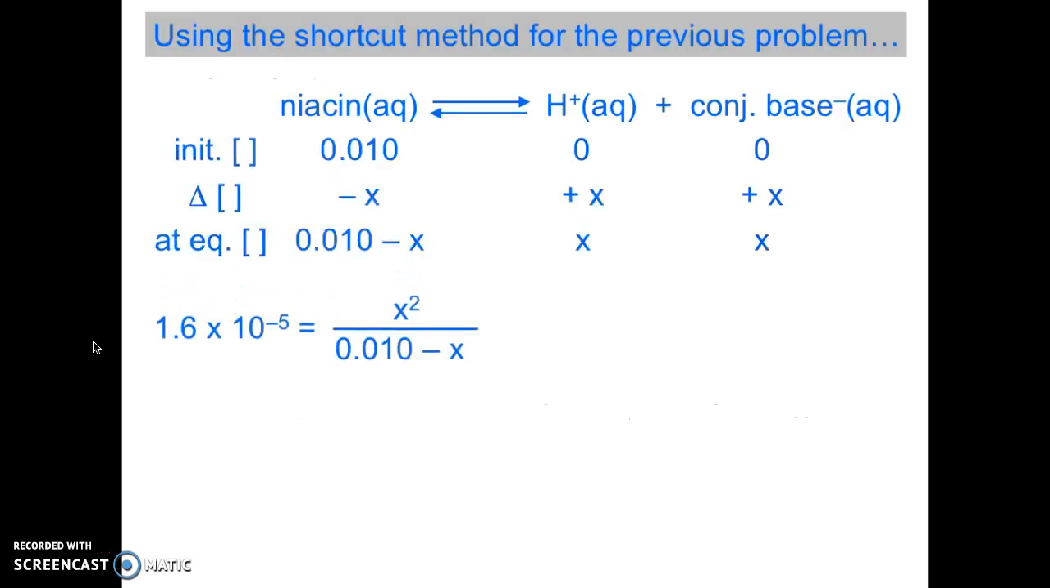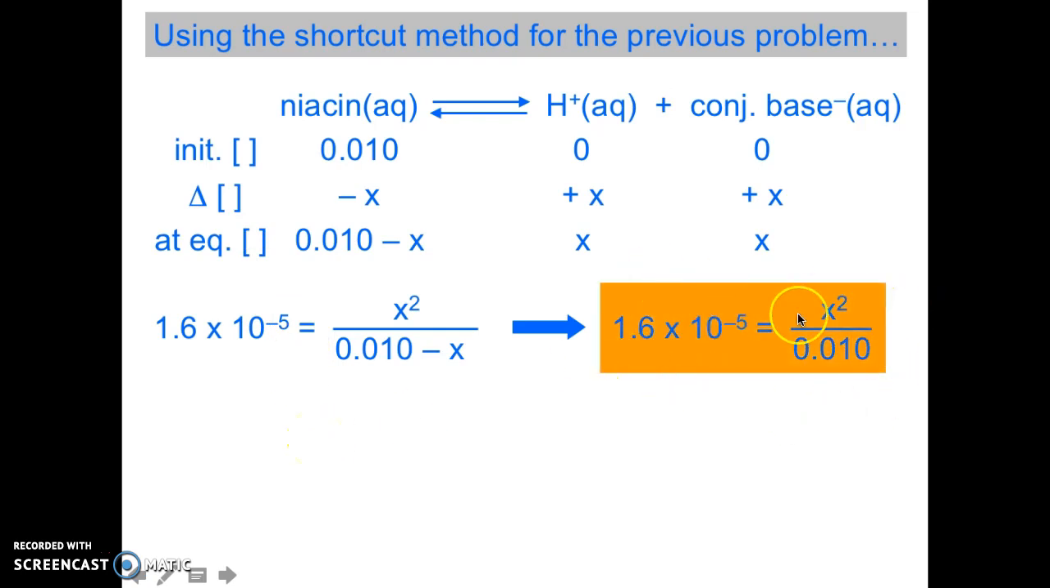So here is how to use the shortcut. This is what we initially came up with, right? But here's the deal, this minus x is pretty much negligible. That change right here from our initial to our final is going to be pretty negligible. So we can actually just get rid of it, as long as this power is -4, -5, -6, okay?